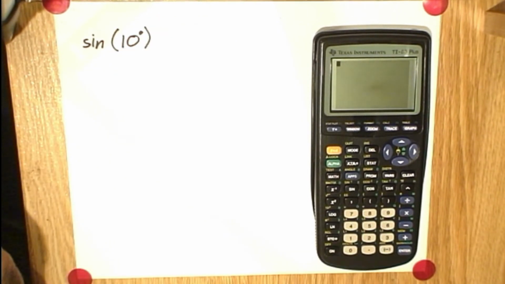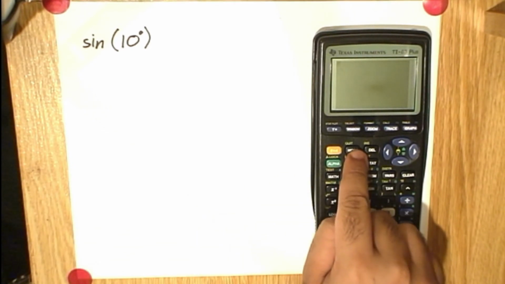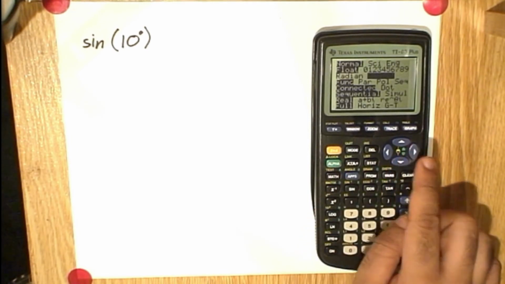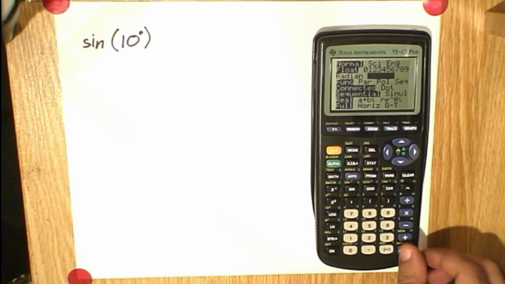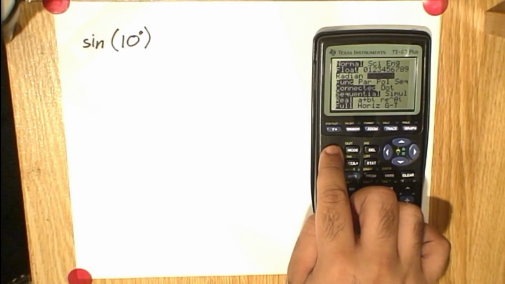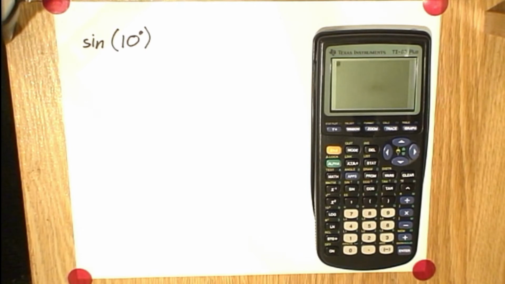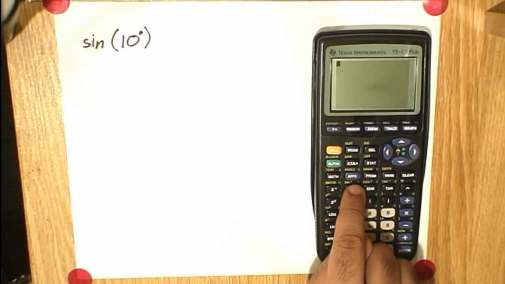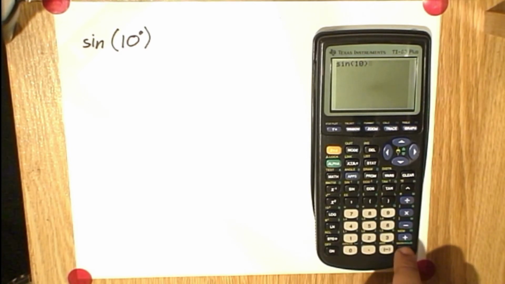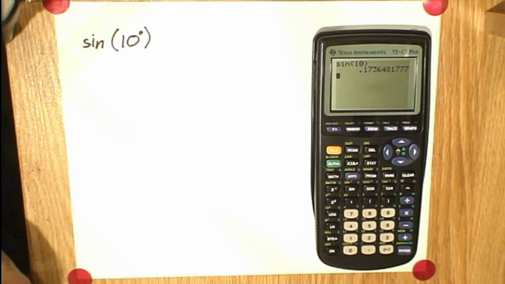To solve this on the TI-83, first make sure you're in degree mode. On this calculator, you have to click the mode button and then make sure that the setting is degrees, as it is. Press enter. Then press quit. Now, let us solve for the sine of 10 degrees. I see the sine button here: sine of 10, close parentheses, and press enter. 0.174.